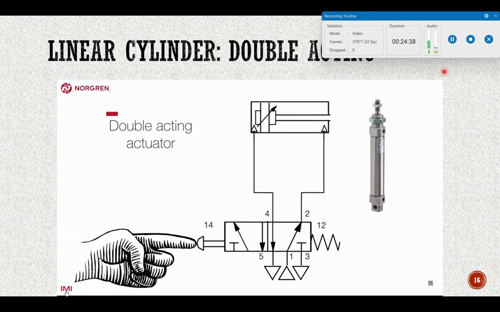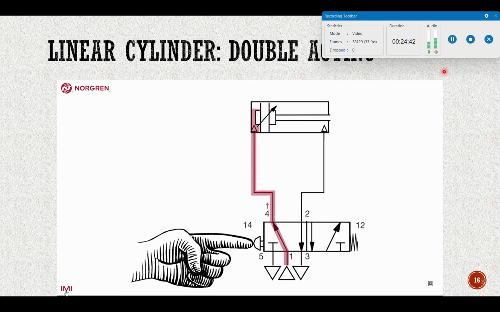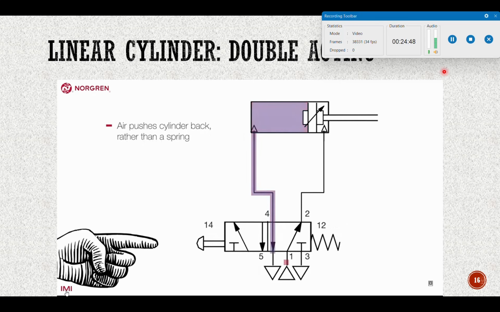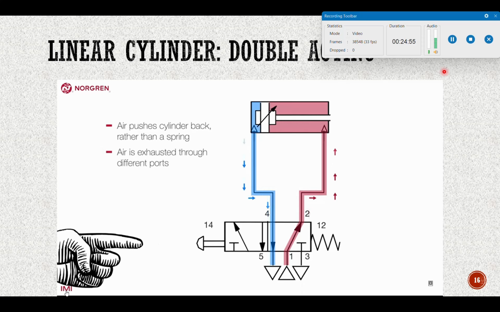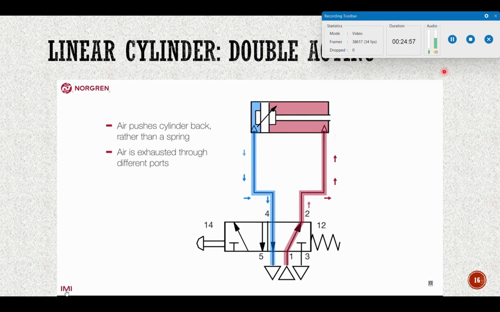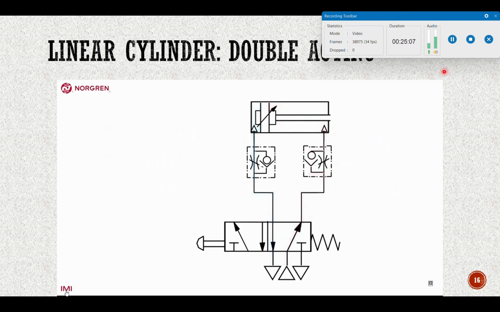When the button is pressed, air is sent to the back of the cylinder, pushing it out. But this time, when the button is released, air is sent to the front of the cylinder, pushing it back, rather than relying on a spring. Air is exhausted through different ports depending on the position of the cylinder. Best practice would see unidirectional flow regulators to ensure that maximum flow is allowed into the cylinder, but flow is controlled when in the exhaust phase on each side.